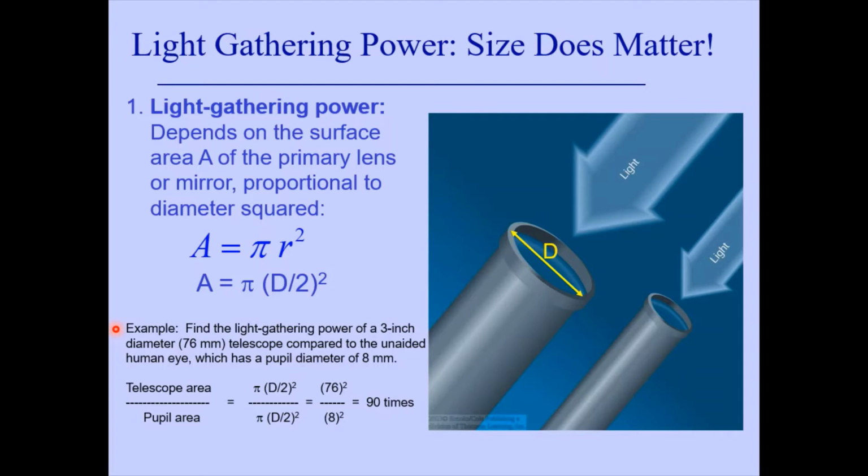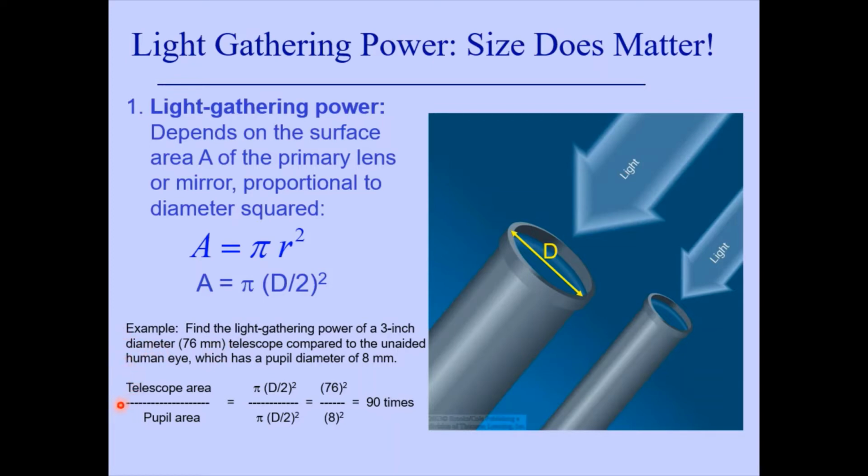So let's find the light gathering power of a 3-inch diameter or 76 millimeter telescope compared to the unaided human eye, which has a pupil diameter of about 8 millimeters. What we're going to do here is compare the naked eye, the unaided eye, to a small little telescope, the kind that you could buy for much less than $100. You can get a 3-inch telescope. And we're going to find out that the 3-inch telescope is actually much superior to the unaided eye.